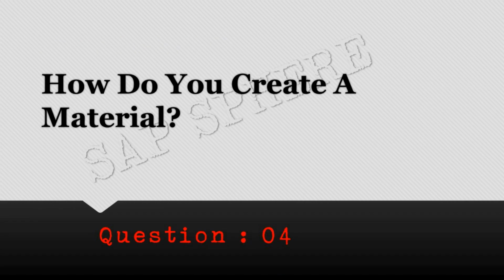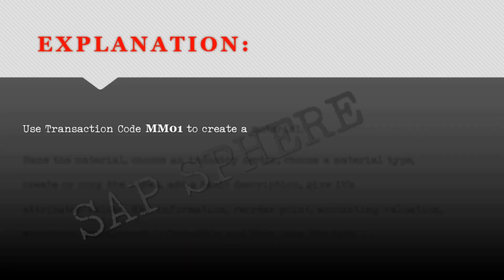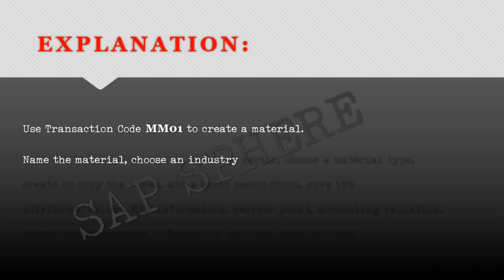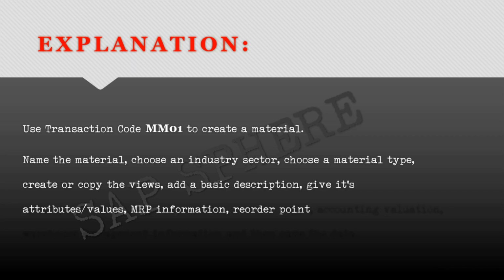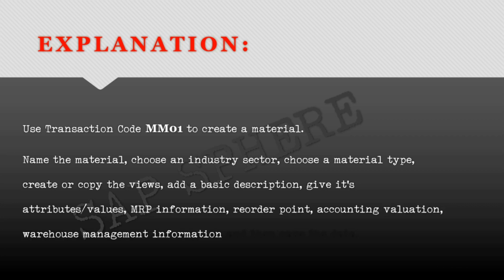How do you create a material? Use transaction code MM01 to create a material. Name the material, choose an industry sector, choose a material type, create or copy the views, add a basic description, give its attributes values, MRP information, reorder point, accounting valuation, warehouse management information, and then save the data.